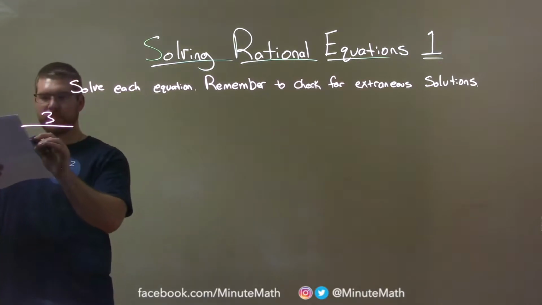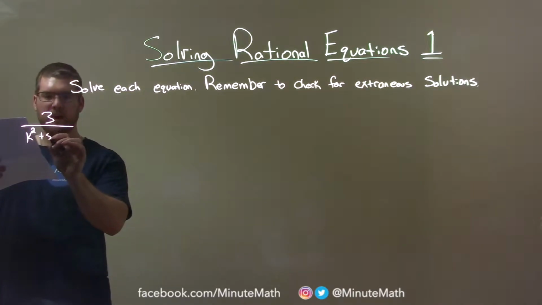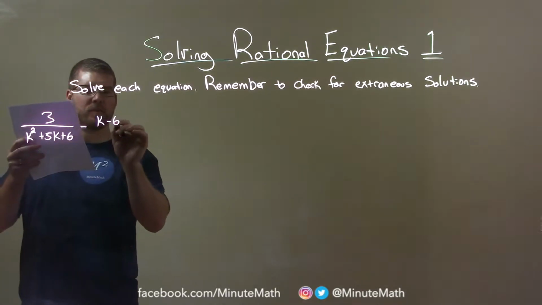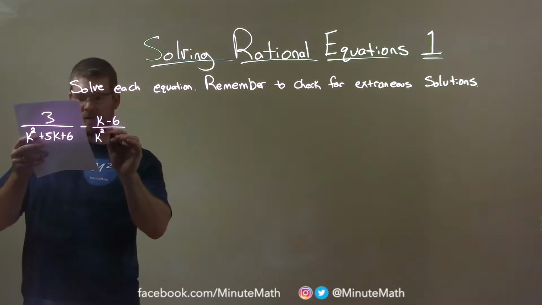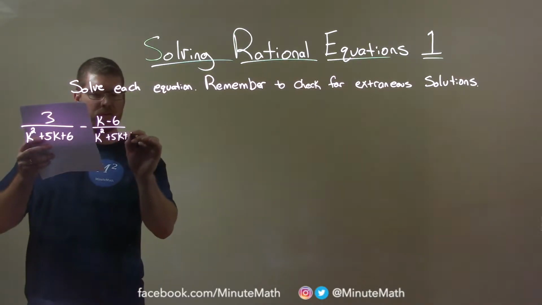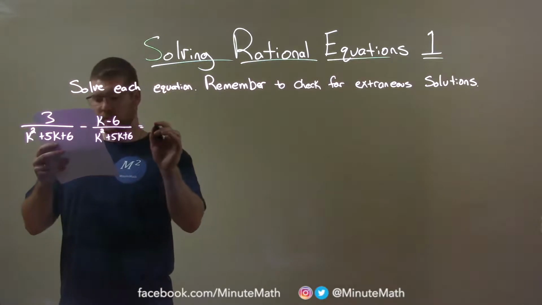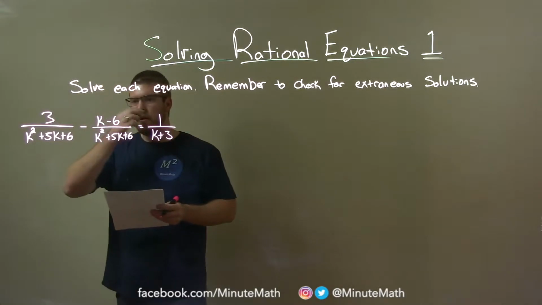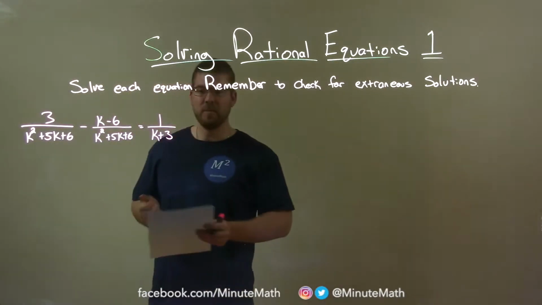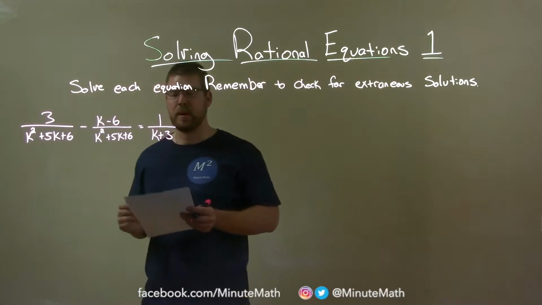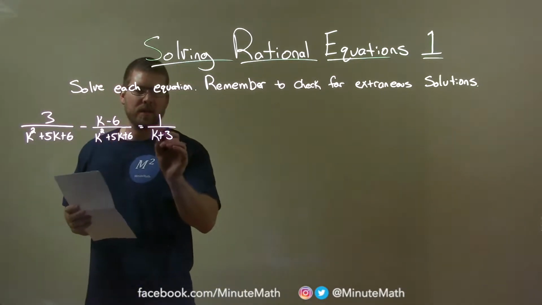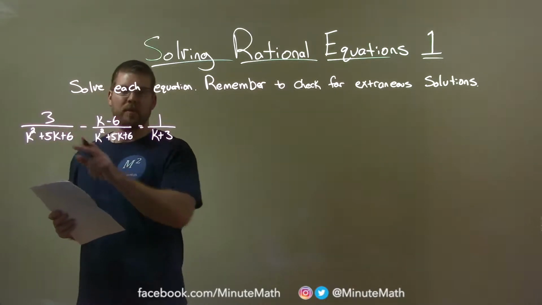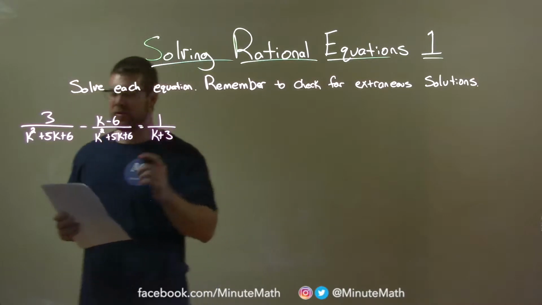3 over k squared plus 5k plus 6 minus k minus 6 over k squared plus 5k plus 6 equals 1 over k plus 3. Well, we want to have all the denominators the same so we can add them together. I see a k plus 3 here, and there's a good chance if I factor the denominator here, that there'll be k plus 3 in there. So let's go do that.